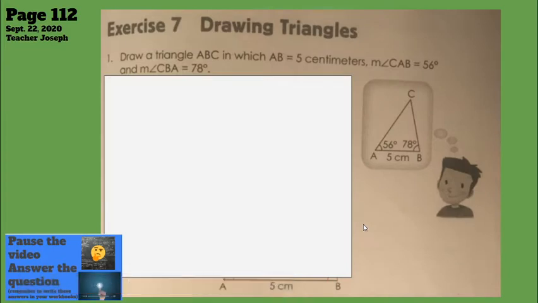Let's try exercise 7 on page 112. The directions say, draw a triangle ABC in which AB is equal to 5 centimeters, and the measure of CAB equals 56 degrees, and the measure of CBA equals 78 degrees.